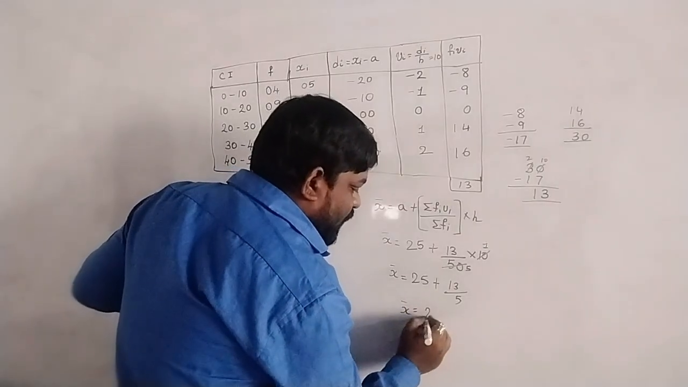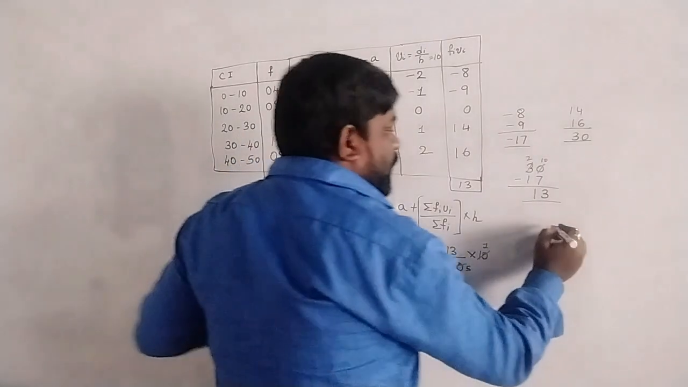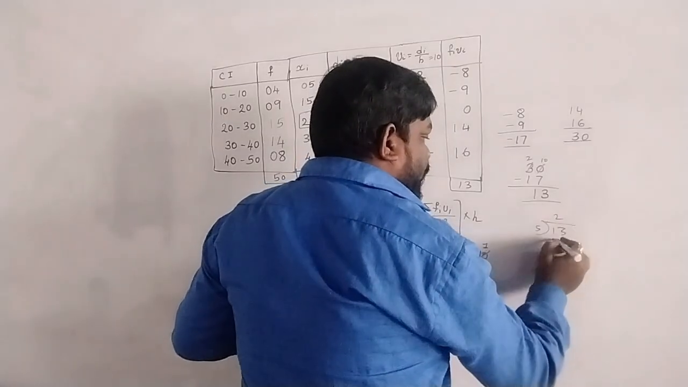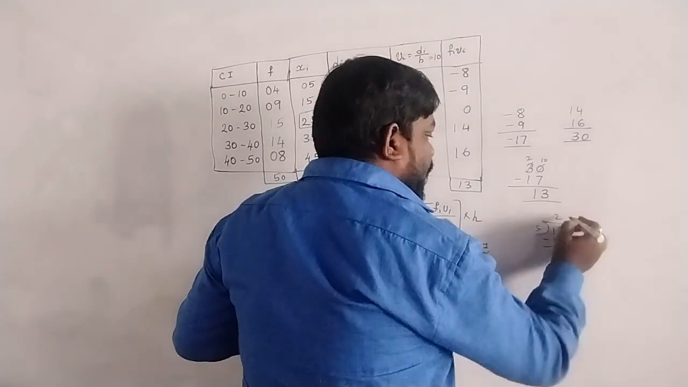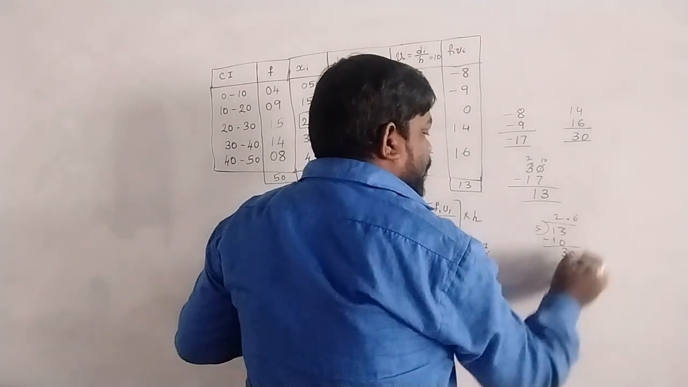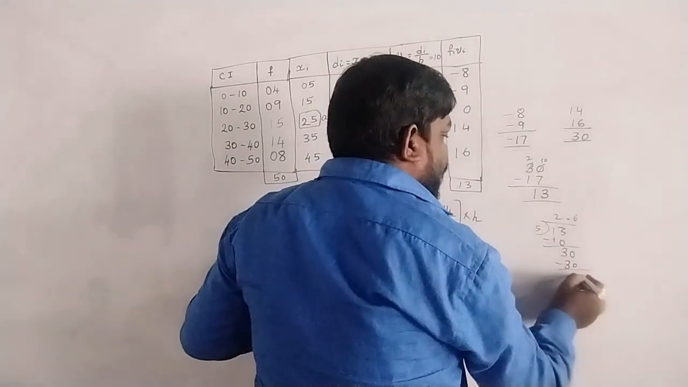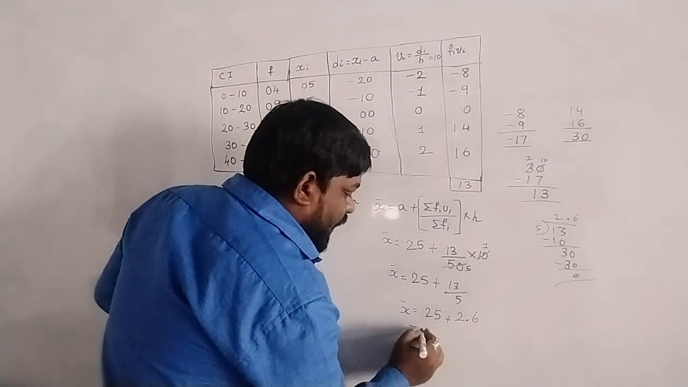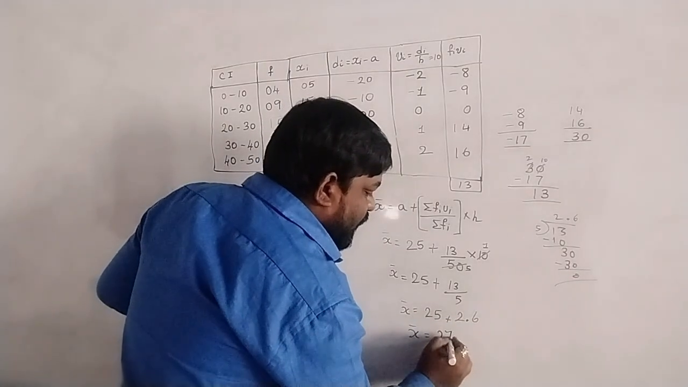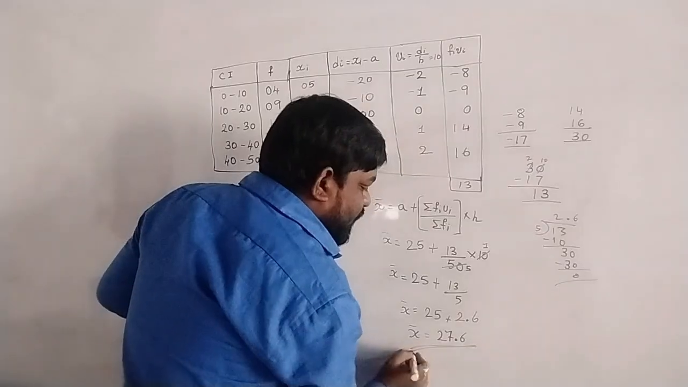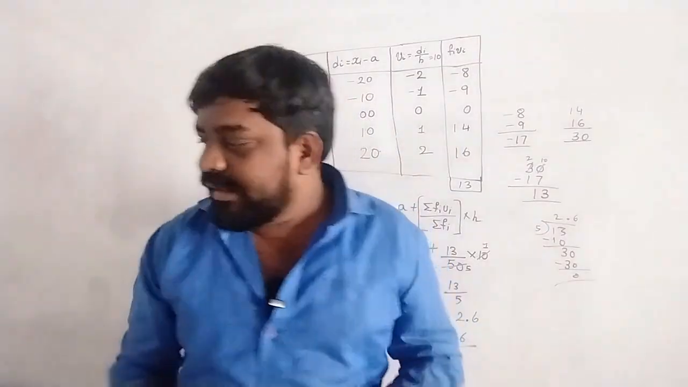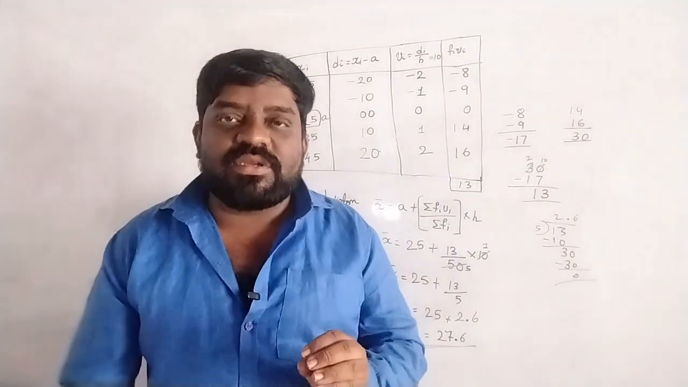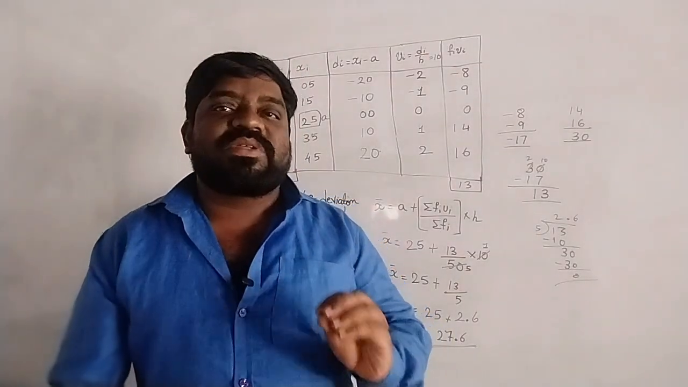So x dash equals 25 plus 13 divided by 5. 5 twos are 10. 3, decimal point, 0. 6 fives are 30. 2.6. If we add, the answer is 27.6.